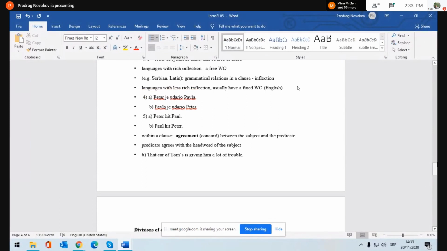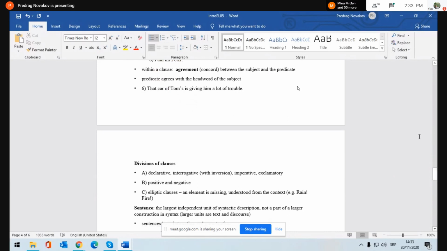The second thing we can discuss within a clause is agreement, sometimes called concord, between the subject and the predicate. You know that the predicate agrees with the head word of the subject, but let me add, agreement is seen if you have inflections. Perhaps you can see it better in Serbian than in English, but let's check the English example. Number 6: "That car of Tom's is giving him a lot of trouble." The subject is "that car of Tom's." So what is the head word to which the predicate "is giving him" agrees? That car of Tom's.